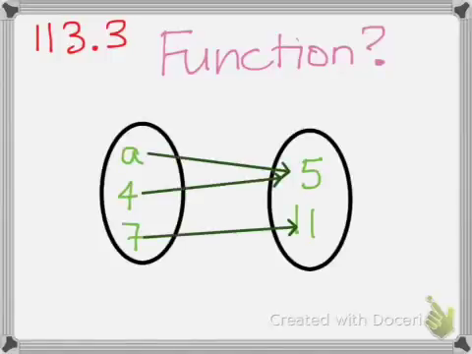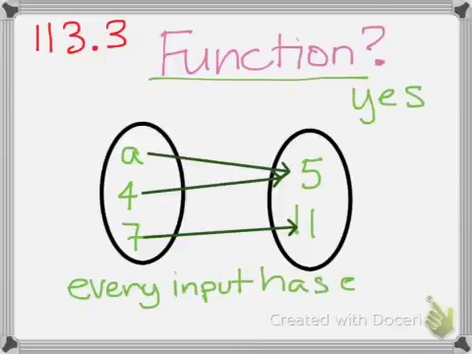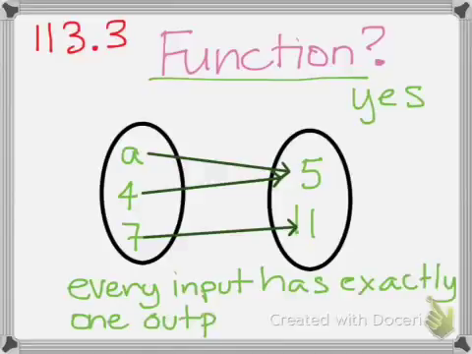Okay, is this a function? A maps to 5, 4 maps to 5, 7 maps to 11. This one is a little bit tricky. Yes, it is a function. Remember, the rule is that the input has to have exactly one output. So A will always map to 5, 4 will always map to 5, and 7 will always map to 11.